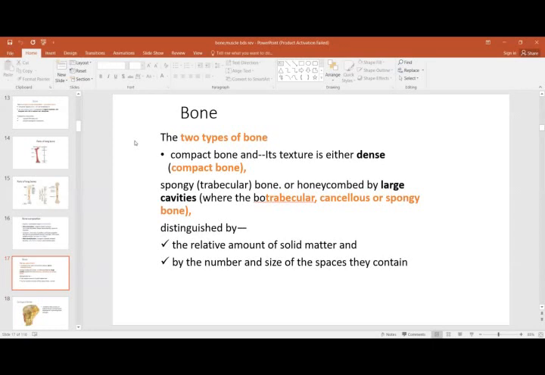They are going to be distinguished. How do you separate them? By the relative amount of the solid matter which is there and the number of the spaces they contain. So according to that, if that bone structure is very compactly arranged, it's going to be called a dense bone or a compact structure. And if they are just septa or trabeculae, and then they have a lot of spaces in it, that is called the trabecular or the cancellous bone.